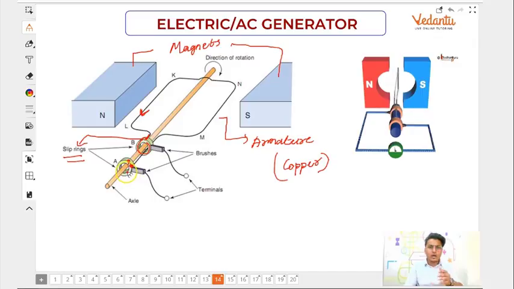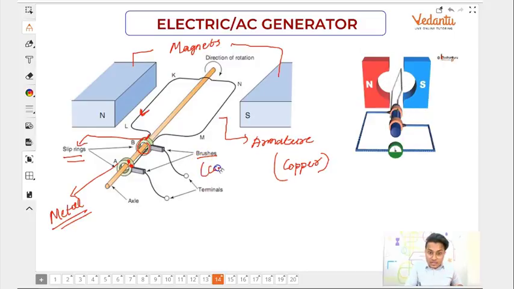Now if you are thinking what slip rings are made of, it's some kind of a metal or an alloy. It can be steel, it can be silver, iron, anything, does not matter. Copper also is possible. No need to take tension, it's simple, okay? Now, both the slip rings are connected to brushes.